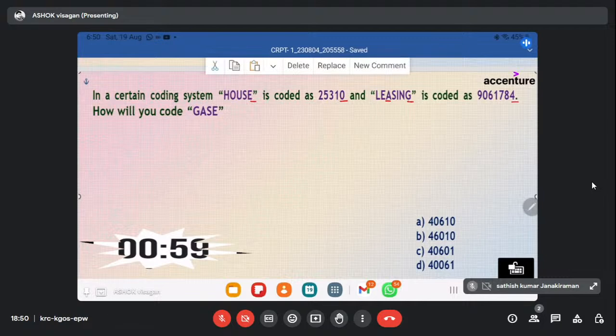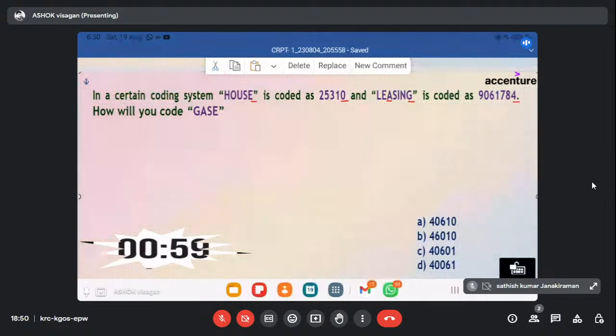It means each letter is assigned with some number. After that, check whether all the letters of the given word GASE are available in the given words or not. If you check, all the letters are available in the given words itself. So find out what is the code for G. G means 4. And what is the code for A? A is 6. So only one option is started with 4, 6. So option B is the answer.